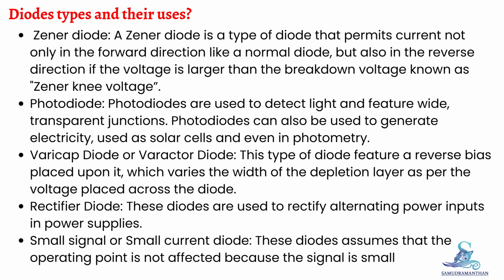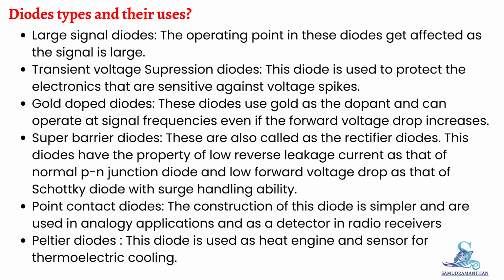Rectifier diode. These diodes are used to rectify alternating power inputs in power supplies. Small signal or small current diode. These diodes assume that the operating point is not affected because the signal is small. Large signal diodes. The operating point in these diodes gets affected as the signal is large. Transient voltage suppression diodes. This diode is used to protect electronics that are sensitive against voltage spikes.